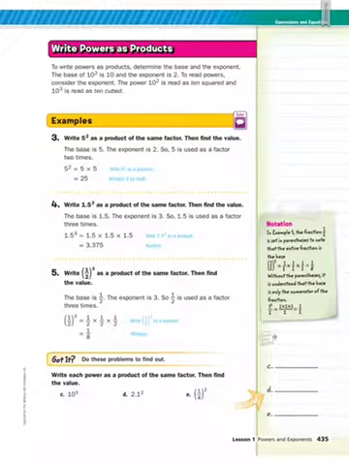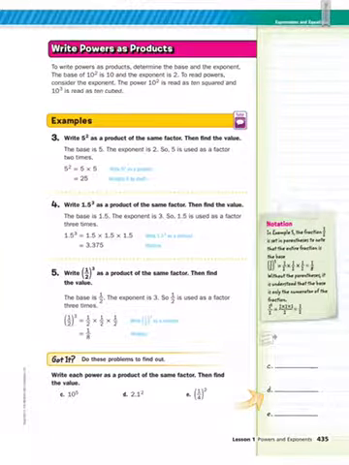Okay, now in number 4. Example 4, it says write 1.5 cubed as a product of the same factor, then find the value. So 1.5 cubed, remember that exponent 3 means there's going to be 3 of them. You're multiplying it by itself 3 times. So 1.5 times 1.5 times 1.5. And then you solve it, you get 3.375.